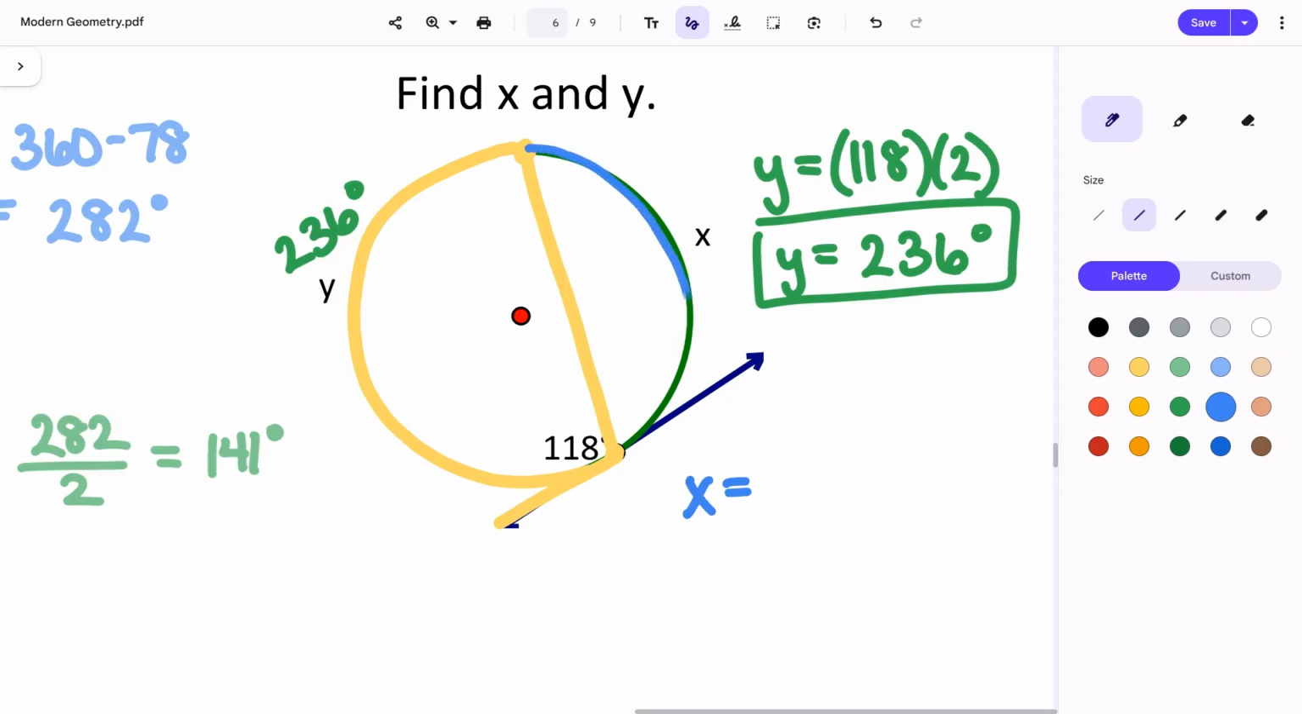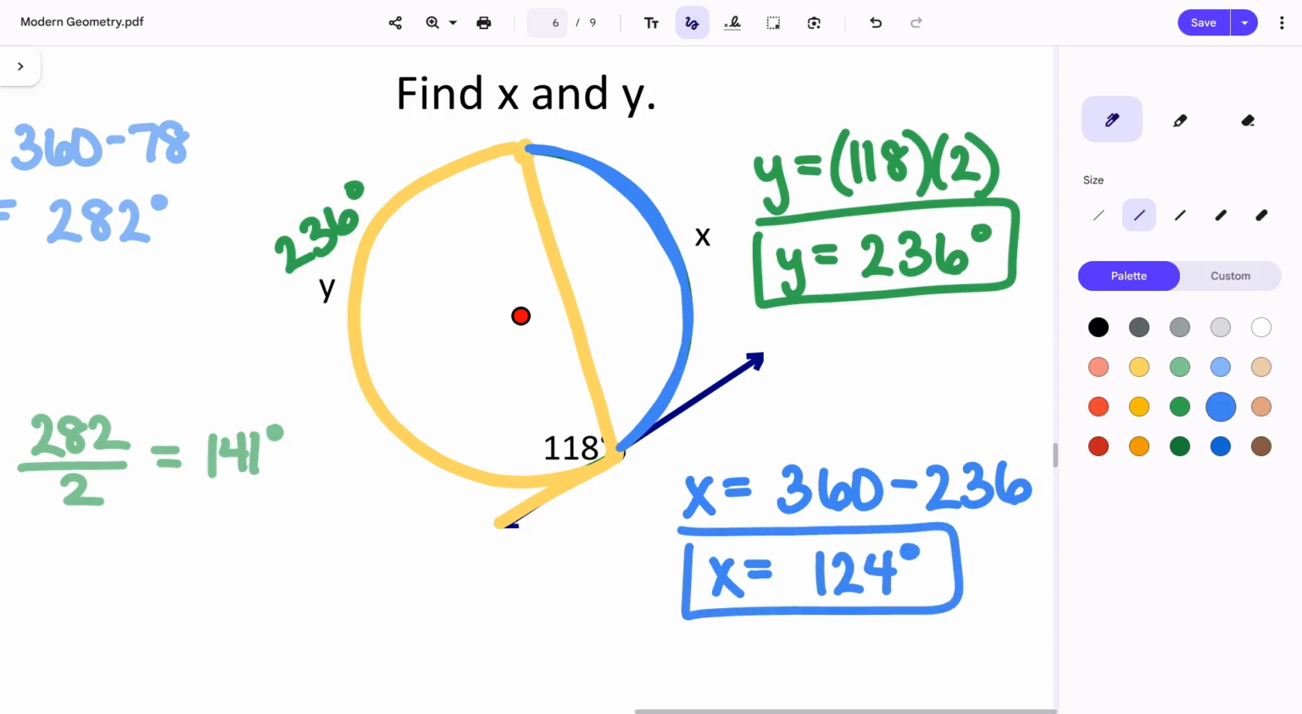Since x is just talking about the remainder of the circle here, using our prior knowledge on circles, we know that there's 360 degrees total. So take away that 236 and we get left with 124. And there's your x. Very nice. All right. Do we have any questions on those first couple of examples here today?